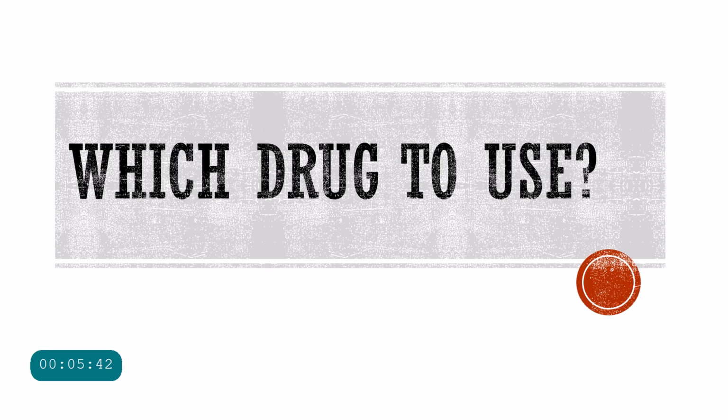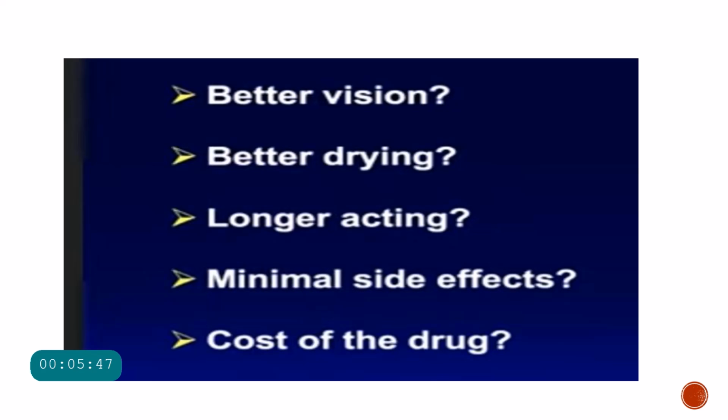Okay. Now, which drug should we use? We know that these are the drugs. Now, which one should you use? How you choose a drug depends on the aim of treatment, whether we want a better vision or better drying, which one is a longer acting agent. The drug should have the least side effects, and obviously the cost of the drug as well.